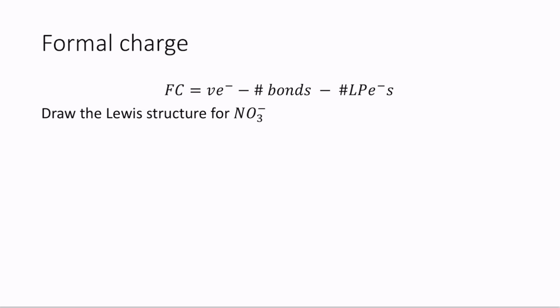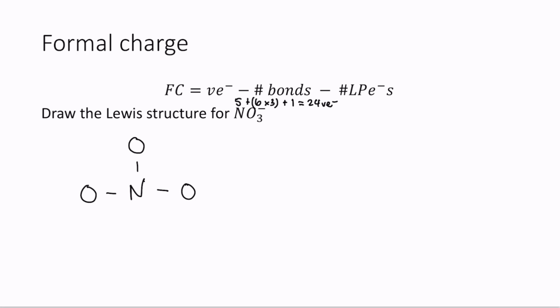I'm going to draw the Lewis structure for nitrate. Now, nitrate is going to have 5 valence electrons from nitrogen, plus 6 valence electrons for oxygen, but we have 3 of them, plus 1 valence electron because of the charge. So that is going to give us 24 valence electrons. My nitrogen is going to go in the middle. I will have 3 oxygens around the outside.